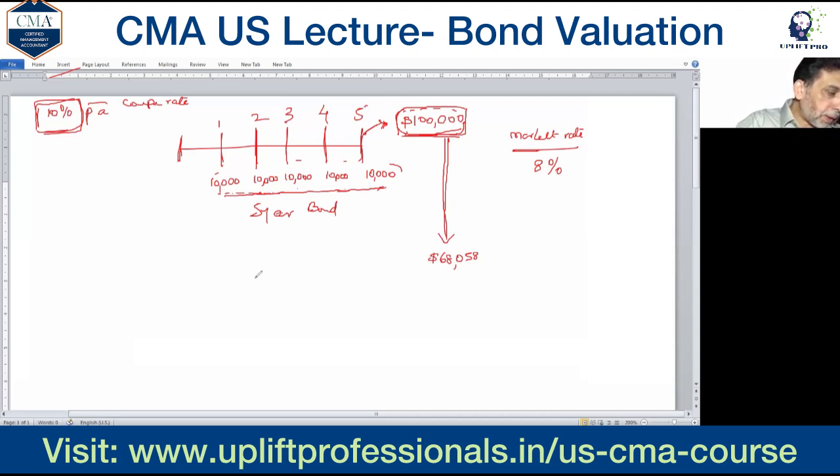One, two, three, four, five. GT into 10,000. Yeah, I got a figure. I'm waiting for your figures. Discount at the market rate. Do not discount at the coupon rate.